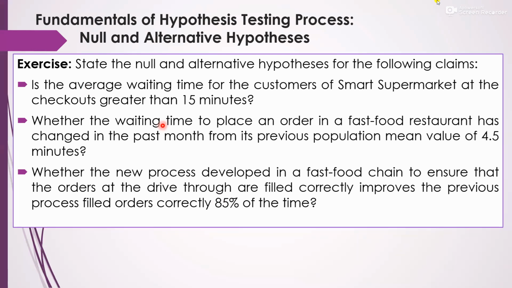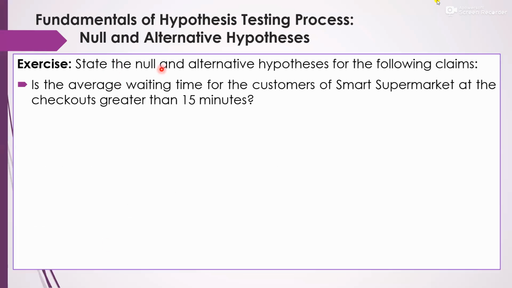Now, there are three scenarios here, right? Under these scenarios, we want to form the null and alternative hypotheses for the following claims. So now we will go one by one. First, state the null and alternative hypothesis for the following claims. The first claim is that the average waiting time for the customers of Smart Supermarket at the checkouts is greater than 15 minutes.